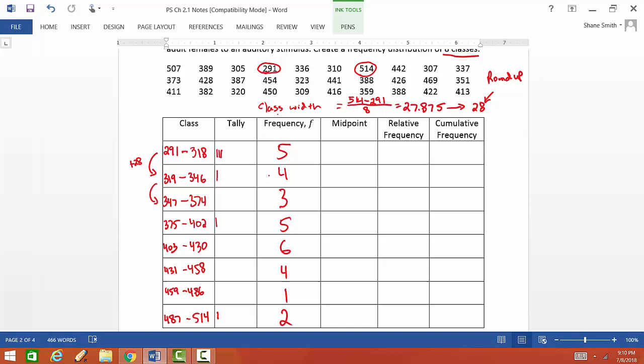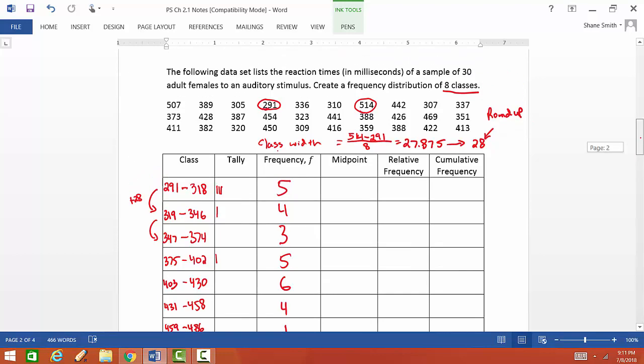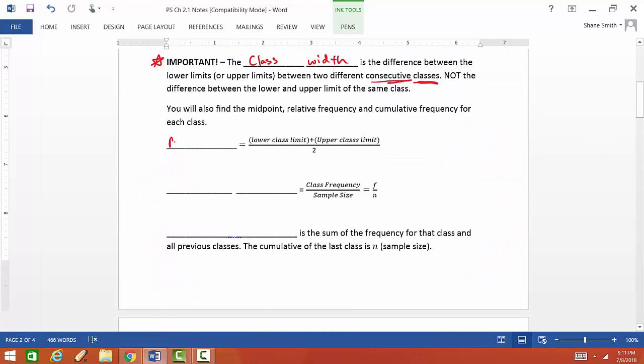But we're not done. So we still have 3 more columns. The other columns are the midpoint column, the relative frequency column, and the cumulative frequency column. And I tell you how to calculate these right here. So midpoint is the lower limit plus the upper limit divided by 2. Relative frequency is the class frequency, F, divided by the sample size, N. And cumulative frequency is basically a running total of the frequencies. And I'll show you what that means in the example.